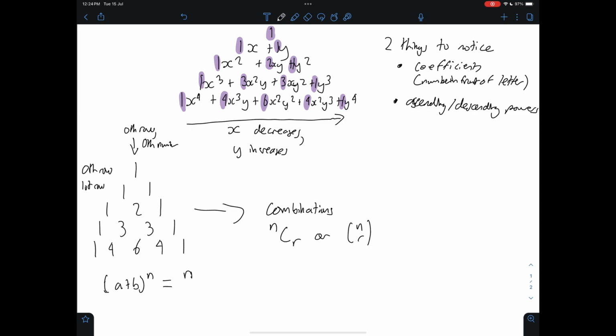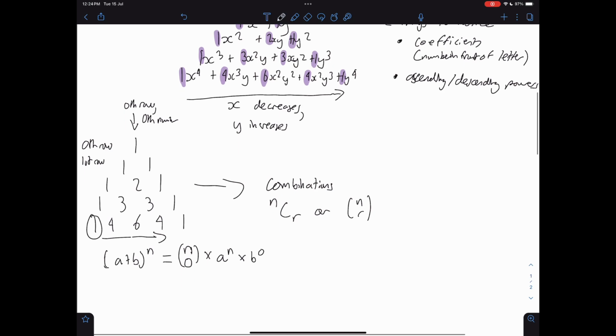And so if we just start off, you're going to start with your n and choose 0 because you start at 0, then you go up 1, 2, 3, all the way to n. And then that's going to be multiplied by a to the power of n at the start. And then you're going to get b to the power of 0. And remember, you're working your way along Pascal's triangle.